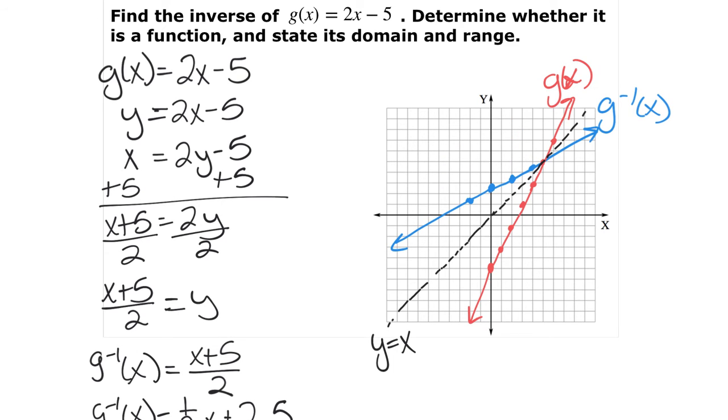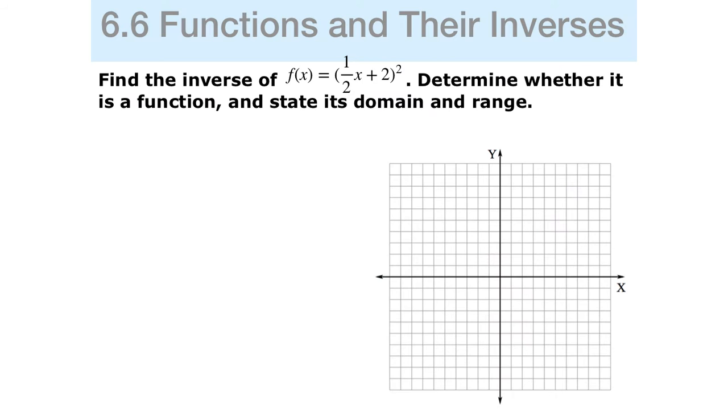The other part of the direction was to determine whether it is a function and state its domain and range. Remember, a function can only have one output for every input, and we do see that happening. Linear equations are going to be functions. So its domain and range. In this case, we don't have any restrictions. So our domain is that x can be all reals, and our range is that the y values can be all reals.